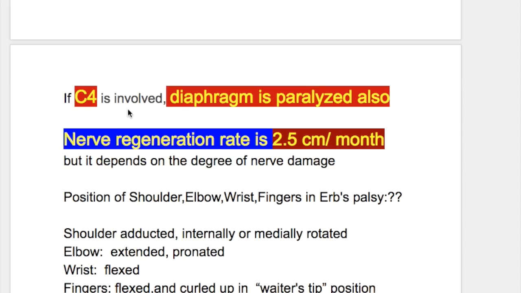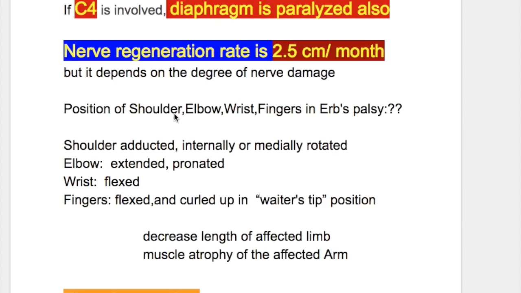If cervical 4 is involved, diaphragm is also paralyzed. The nerve regeneration rate is 2.5 centimeters per month, that is 1 inch per month, but it depends on the degree of nerve damage. So what's the position of shoulder, elbow, wrist and fingers in Erb's palsy?